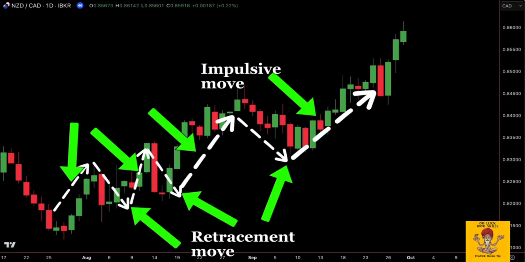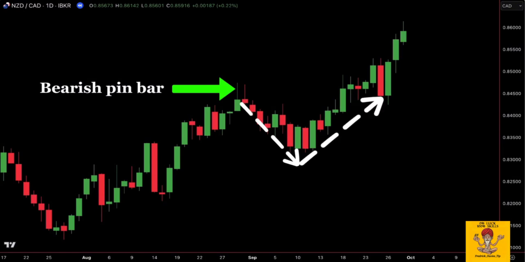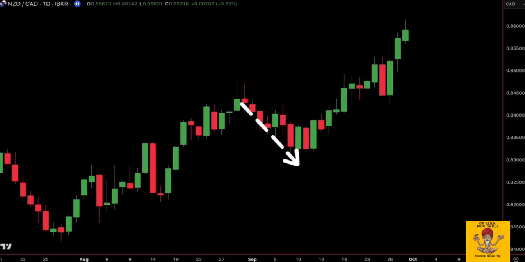Now, here's where most traders go wrong. They see a bearish pin bar forming during an impulsive leg, and they think it's a reversal, but that's just smart money offloading some profits before pushing price higher again. The only time a bullish pin bar becomes high probability in an uptrend is when it forms after a retracement and ideally on a newly formed support, like a broken resistance turned support.